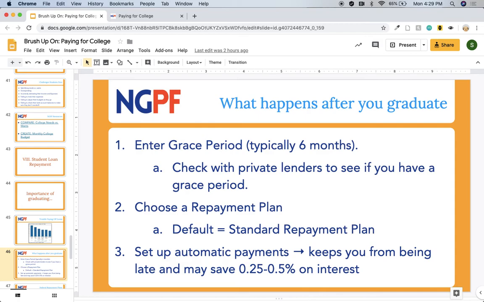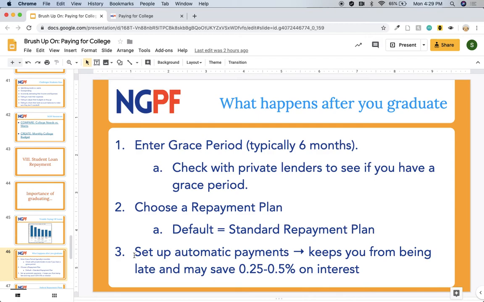So typically, after you graduate, you enter a grace period, which is usually about 6 months for federal student loans. If students took out any private loans, they want to check with their private lenders to see if they even have a grace period and what that is. Typically, students will choose a repayment plan, and by default, they are entered into a standard repayment plan, which has students paying off that loan within 10 years. Obviously, there are a lot of other repayment plans that I'll get into in just a second.